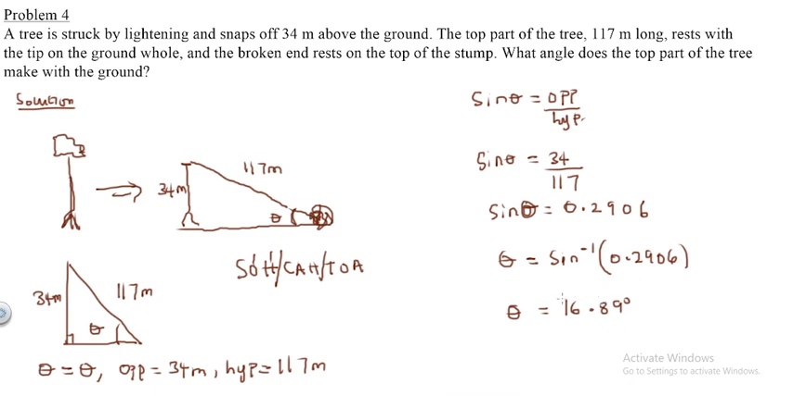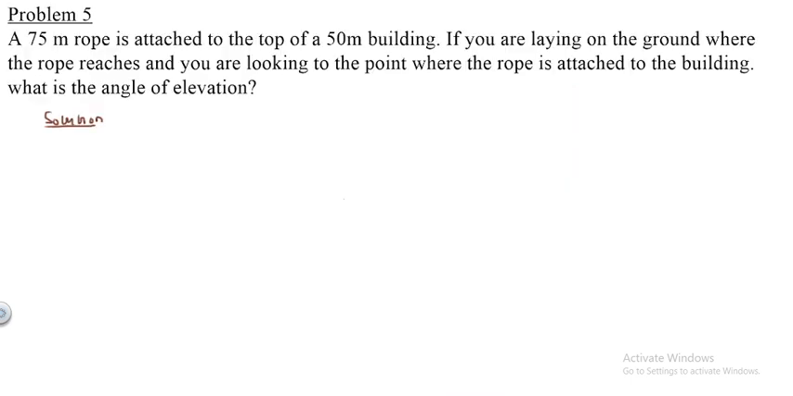Let's look at our last example. For the last example, let's say we have a 75-meter rope attached to the top of a 50-meter building. If you are lying on the ground where the rope reaches and you're looking at the point where the rope is attached to the building, what is the angle of elevation? Let's say this is you on the ground and this is the building. This is 50 meters. The building's height is 50 meters from the ground, and both of you are at the same level. This is the base of the building.